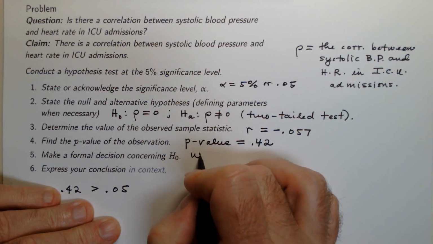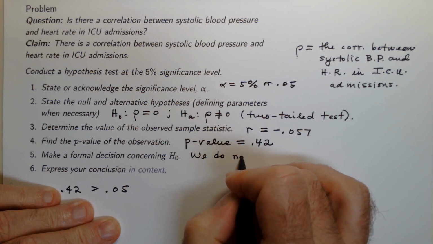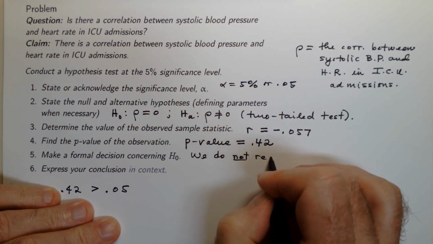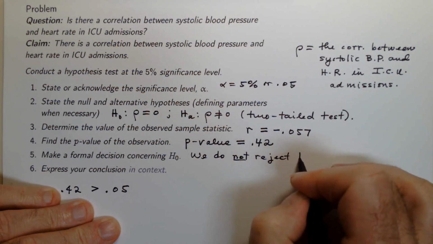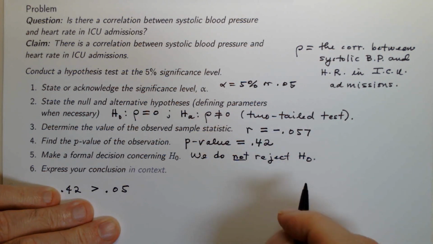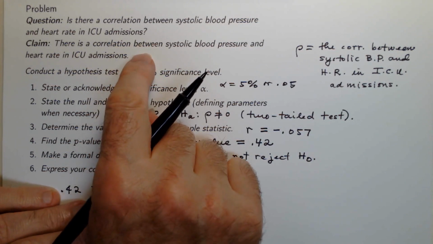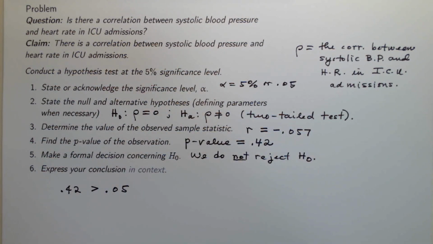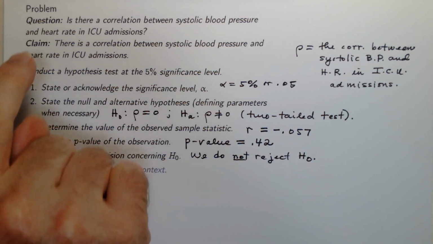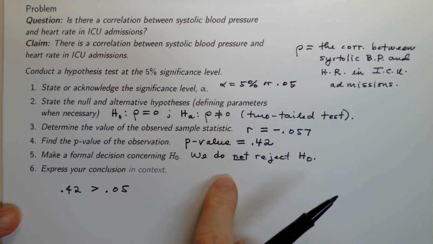So we do not reject H0. There is no evidence whatsoever in our sample data to support the claim that there is a correlation between systolic blood pressure and heart rate in ICU admissions. That sample correlation is very close to zero, and that doesn't provide us with any evidence in support of this claim. So we do not reject H0.